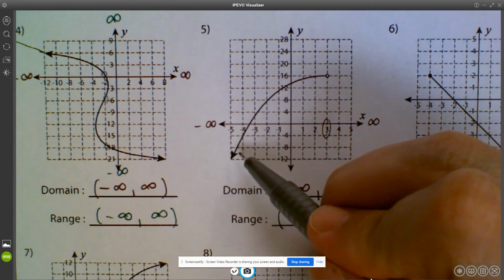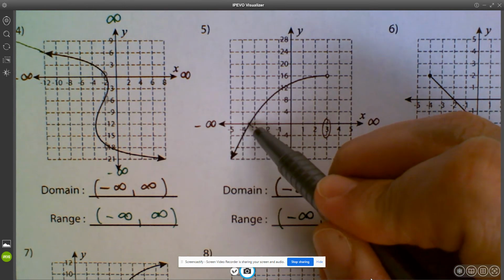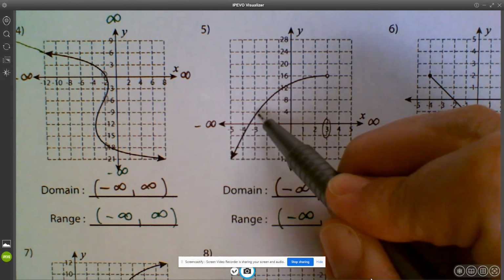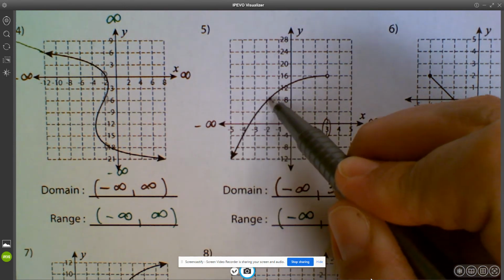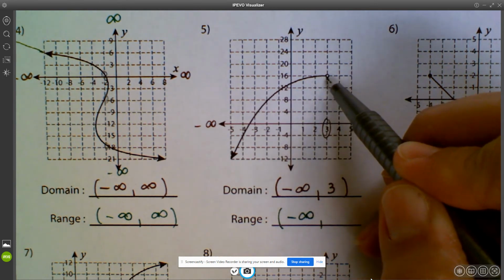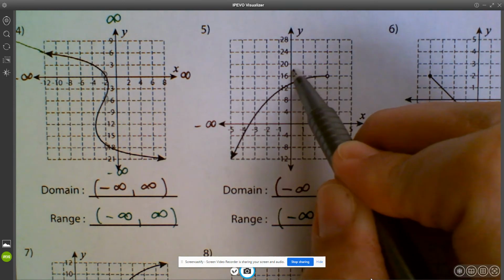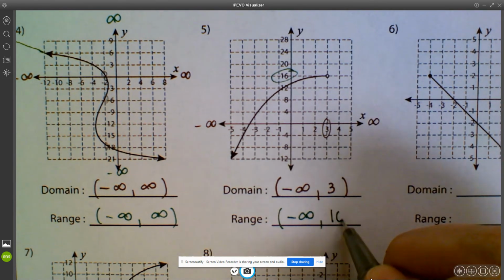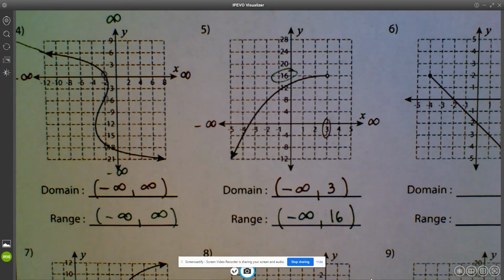So now let's go backwards. How high does this go? Well, y is 4. Y is 8. Y is 12. Y is 16. Does it go any greater than y equals 16? No, it doesn't. So we put our parenthesis there. And there it is.